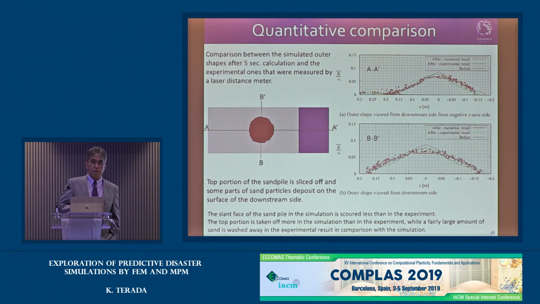Also, we can make a quantitative comparison between the simulated outer surface after the 5-second calculation and the experimental result that was measured by the laser distance method. As you can see here, the top portion of the sandpile is sliced off, and some parts of the sand particles deposit on the downstream here.